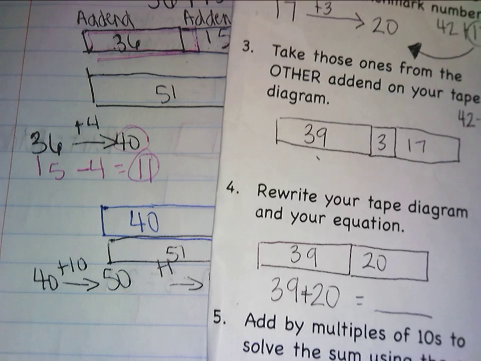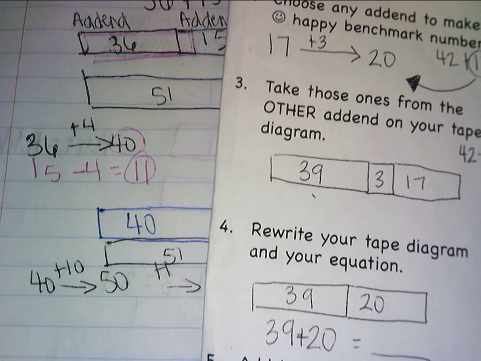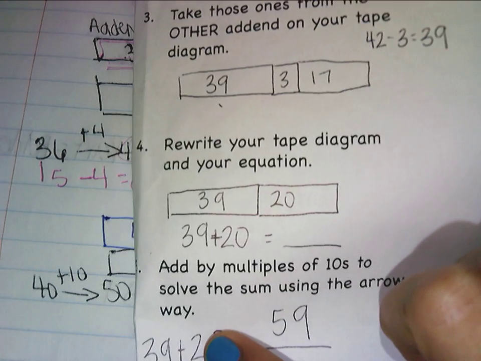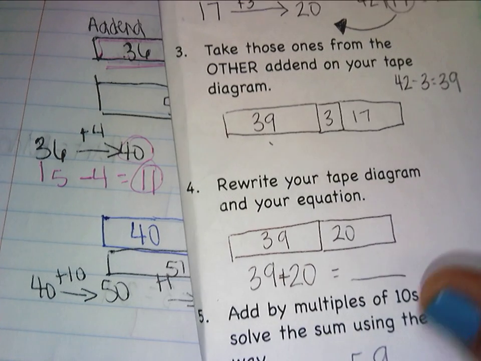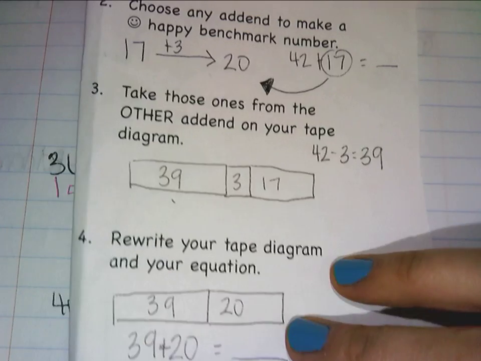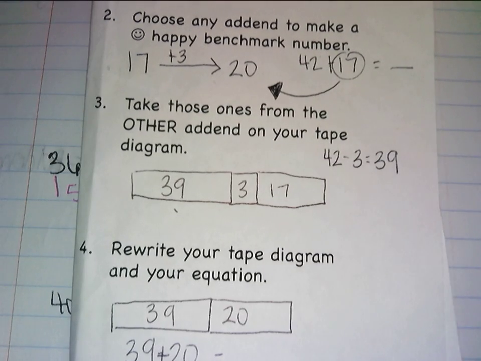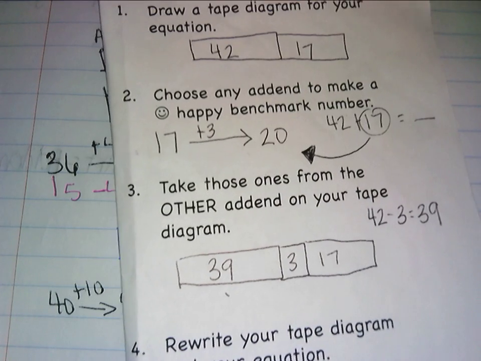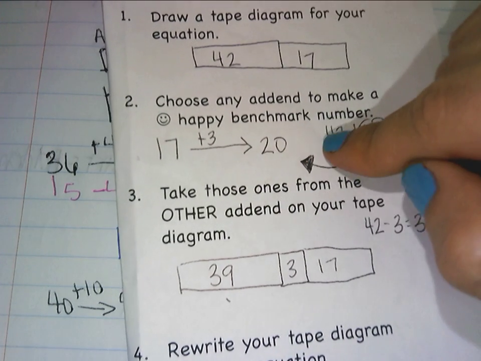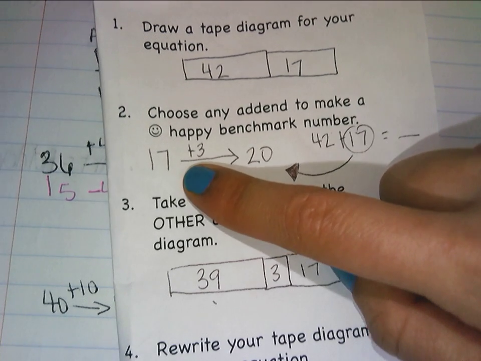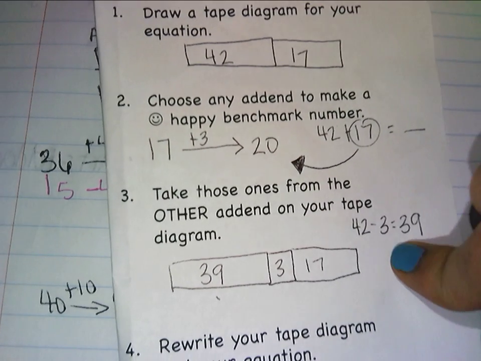So basically what this is just showing you is you're also, again, trying to add multiples of 10. You're trying to get here, so it's multiples of 10, which is why you're making it a happy benchmark number, okay? And then you're using the tape diagram to kind of help you get there, okay? So we will definitely practice this together. Just know that you have to make one of the addends a happy benchmark number, and whatever you added on to get to that happy benchmark number, you have to subtract from the other addend.